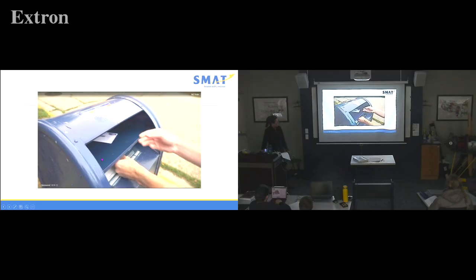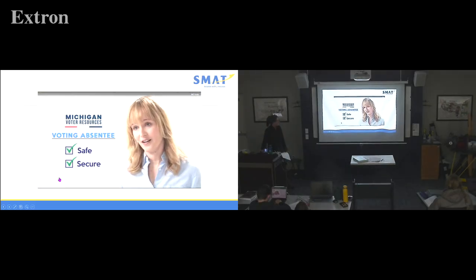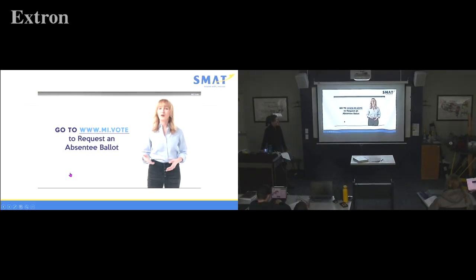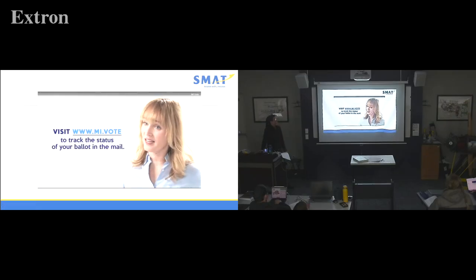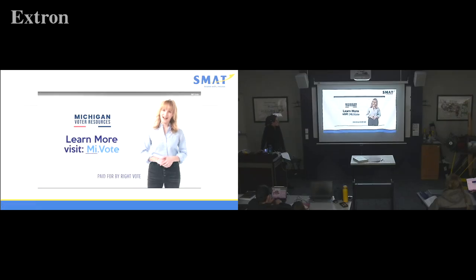Voting absentee in Michigan is now safe and secure. Go to mi.vote to request your absentee ballot. Track your ballot online and see when it is received. Learn more at mi.vote.